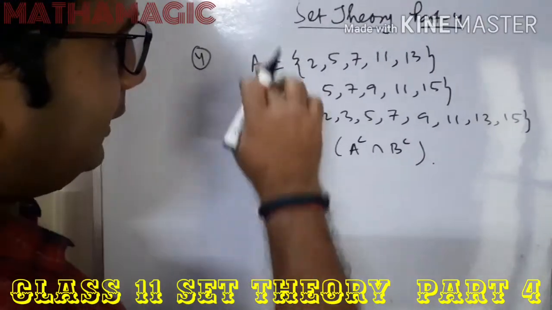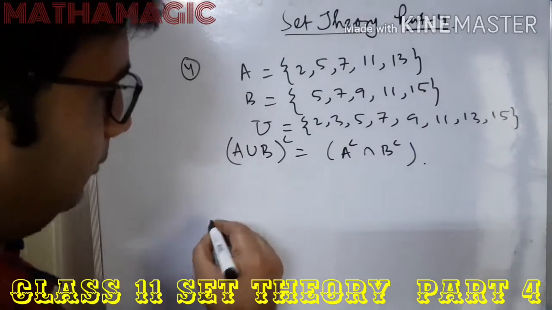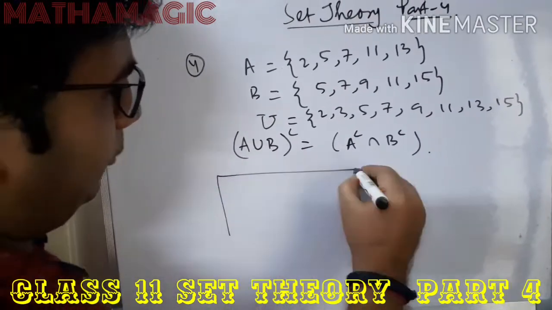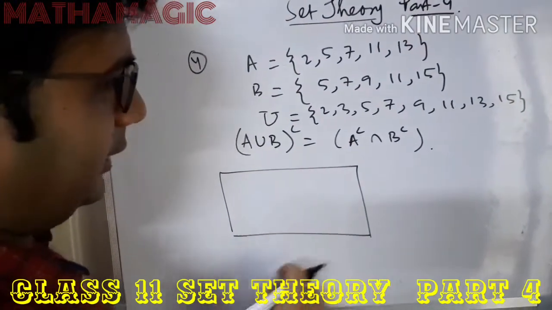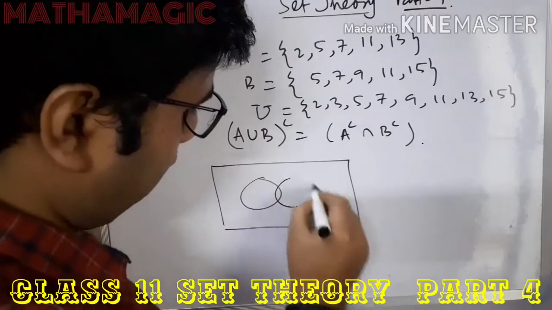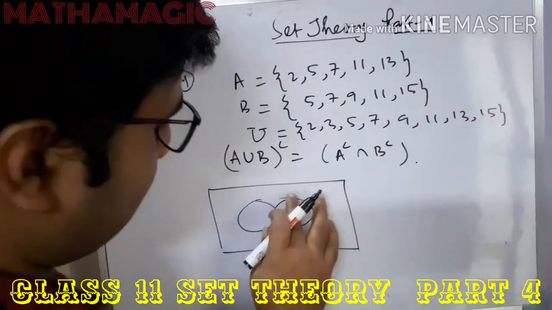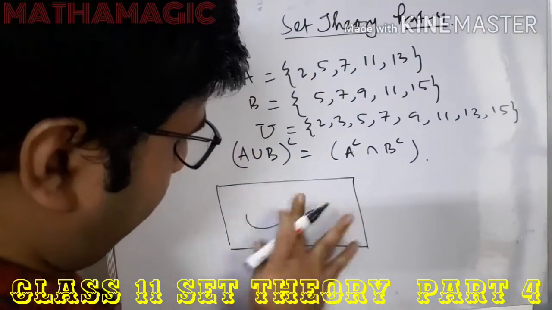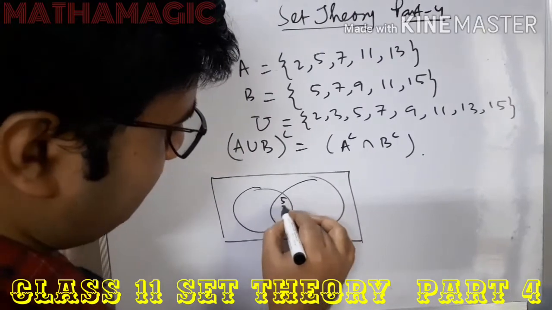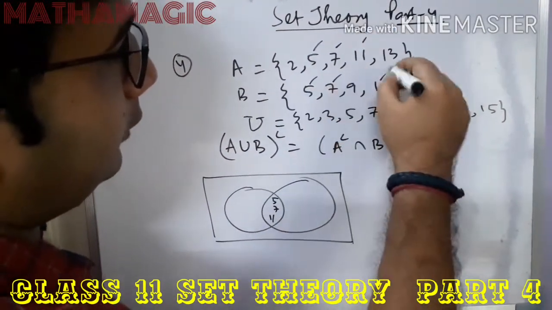It is given that A and B. We'll first find out the value of A union B. The problem states that we need to use the Venn diagram, so we'll use it. Let's see what is the common part between these two: 5, 7 and 11. These are the three common parts.